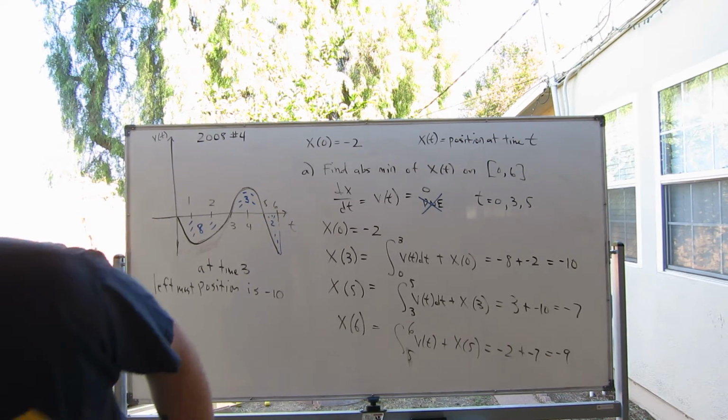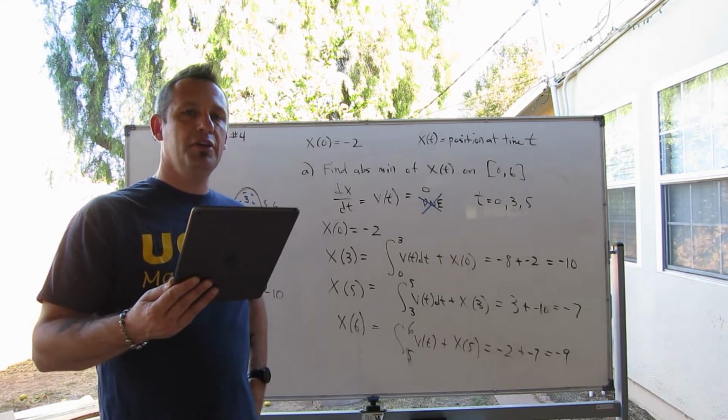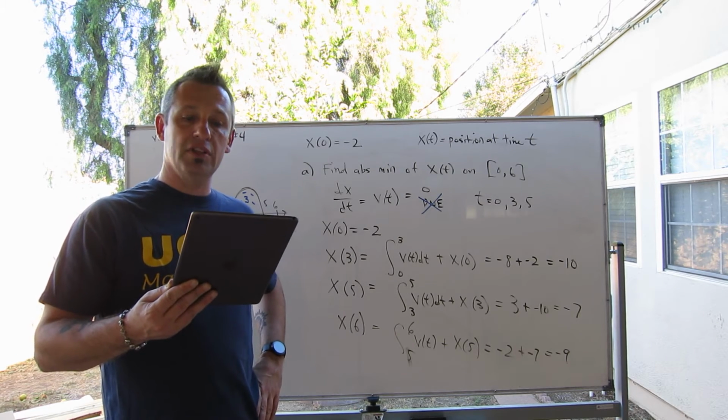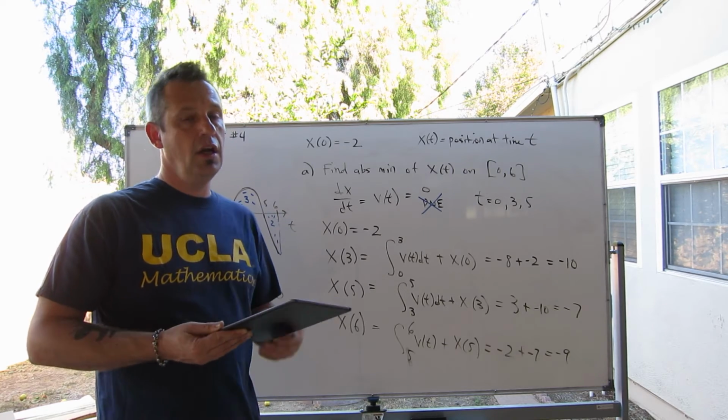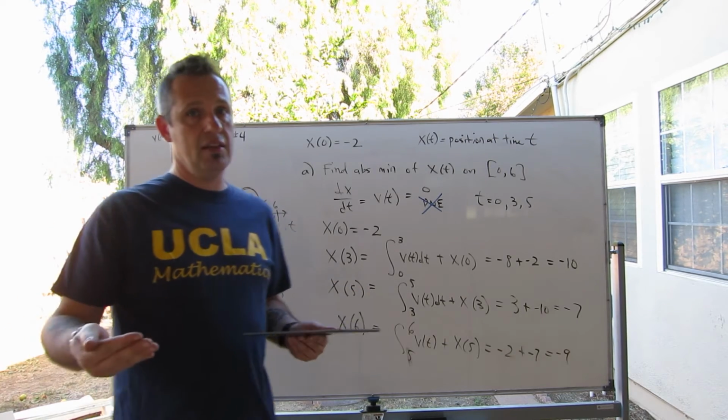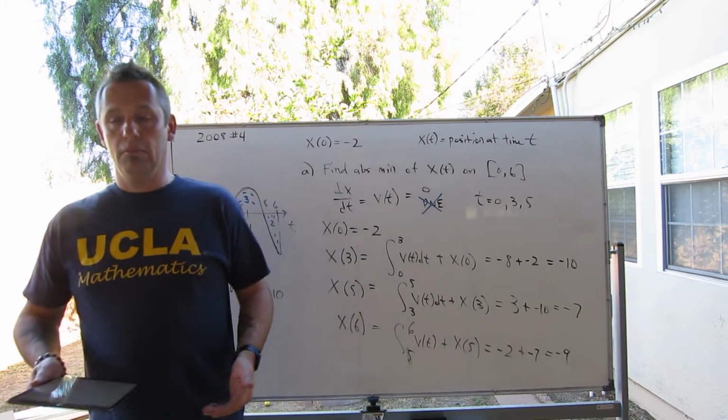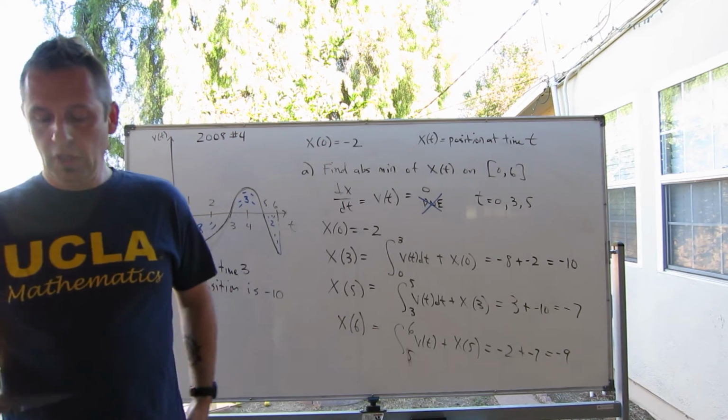Part B is pretty interesting. It simply says, for how many values of t on the interval from time 0 to time 6 is the particle at x equals negative 8, and explain your reasoning. I'm not going to write a lot down here. I'm going to say this stuff out loud, but I'm going to talk it through.